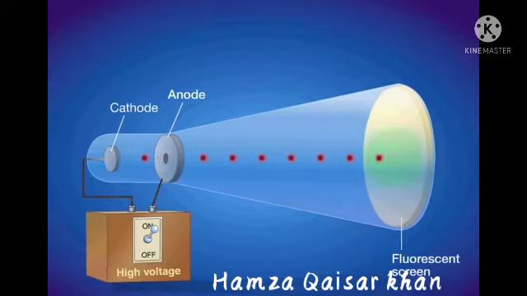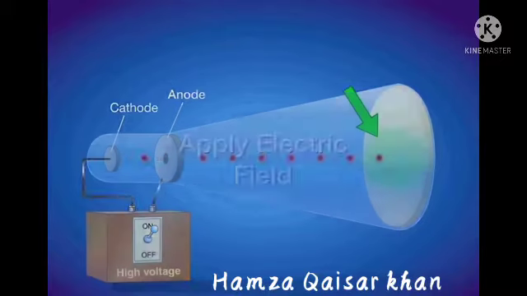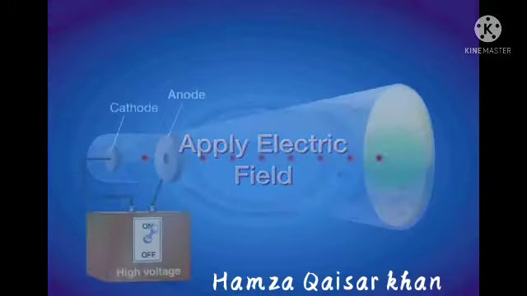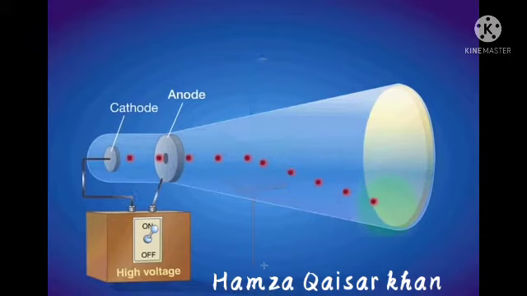When the ray strikes this specially coated surface, the cathode ray produces a strong fluorescence or bright light. When an electric field is applied across the cathode ray tube, the cathode ray is attracted by the plate bearing positive charges. Therefore, a cathode ray must consist of negatively charged particles. We know these negatively charged particles as electrons.